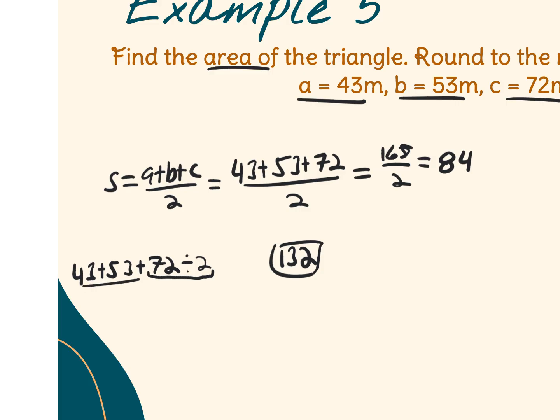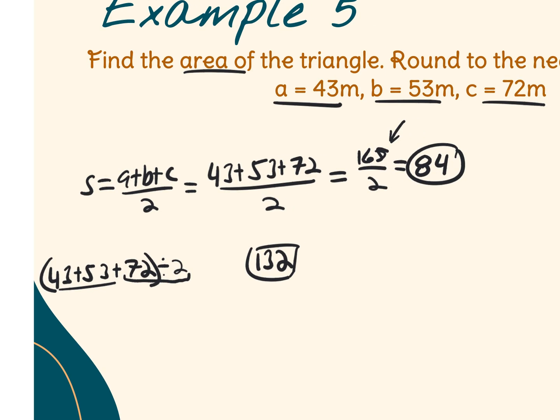If you really want to divide the whole thing in one step, you're going to put parentheses around this whole top, and then divide it by 2. Or to avoid that altogether, just do it in 2 separate steps, right? Get this number first, and then get 84. So little things. I know it seems super easy, but I guarantee some people might make that little mistake. So just be careful there.